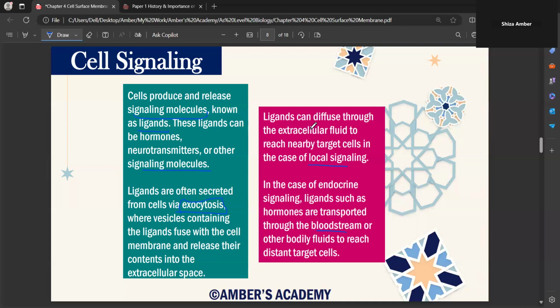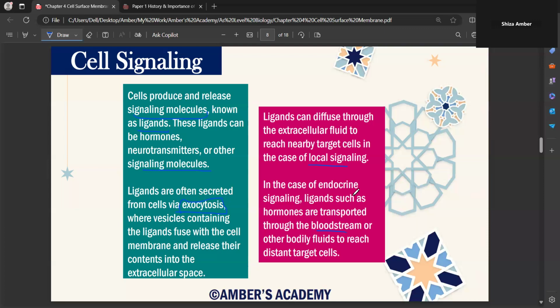We just discussed what extracellular fluid is. For example, if a hormone is released, hormones have to travel, right? When hormones travel through the bloodstream, they take a certain time. Basically, when hormones are released, they are released just to reach the distant target cells.